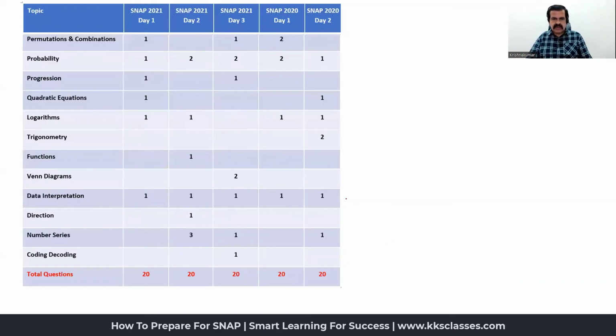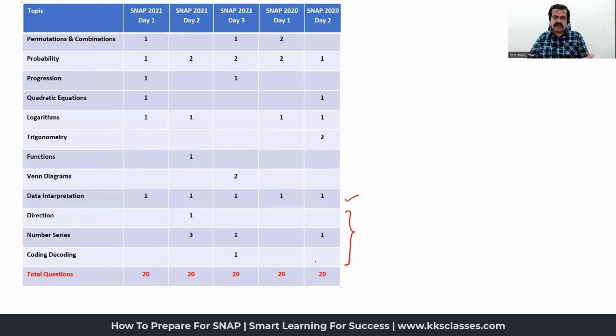An odd question has been asked in data interpretation during the last couple of years. And then a few questions which are reasoning questions, that is directions, number series, coding and decoding, have also made their appearance along with quantitative questions. Again, level of difficulty, as I keep saying, very easy. So keep moving, don't get stuck in a particular question. 20 questions and also keep moving. That is the mantra in SNAP. So speed really matters. So how do we prepare for the SNAP examination?